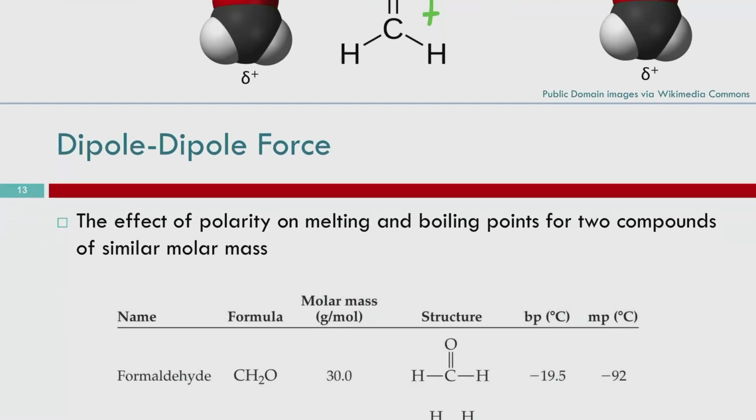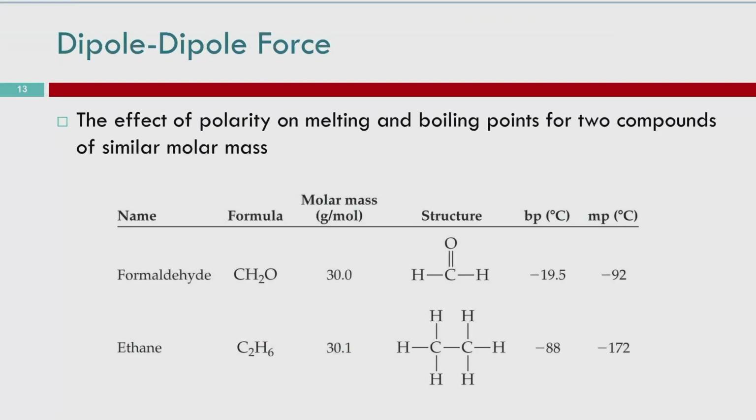So now let's look at the effect of polarity, being polar or being nonpolar, and see how that affects melting and boiling point. We've got a bunch of characteristics labeled here on the top. We've got the chemical formaldehyde and the chemical ethane. Formaldehyde is polar. That's the one we were looking at on the previous slide. Ethane is a hydrocarbon. Hydrocarbons are nonpolar. So we're looking at something that's polar and something that's nonpolar. They have similar molar masses.